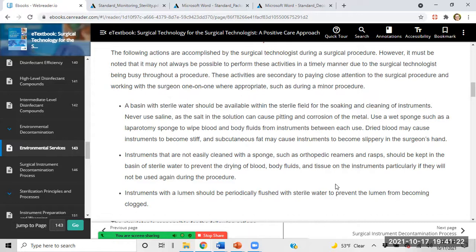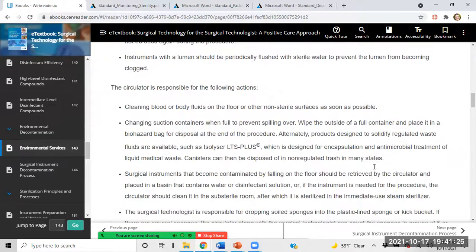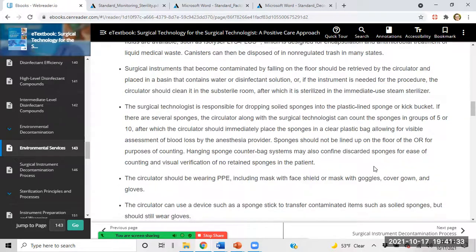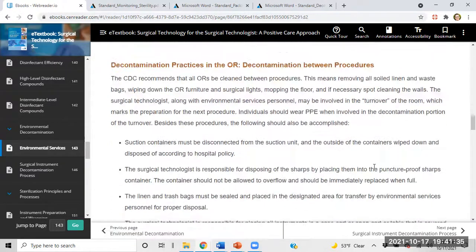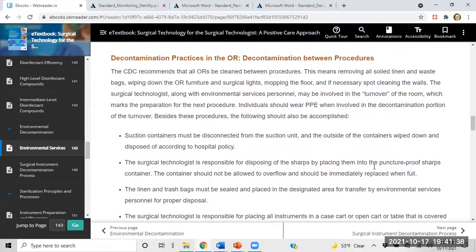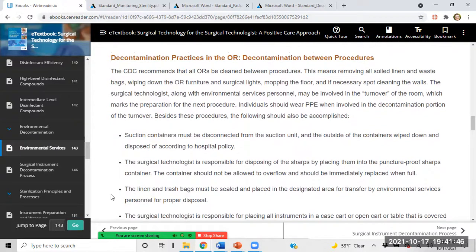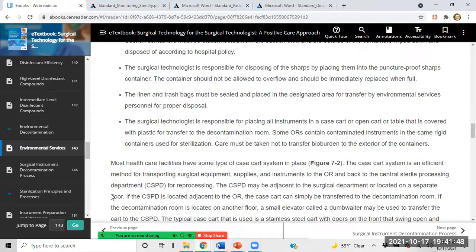Write that down. And so the circulator is also going to be doing some intraoperative cleaning, such as gross spills or things of that nature. Decontamination between procedures. And so things like the suction containers are going to be changed out. You're responsible for disposing the sharps. The linen and trash is going to be sealed, and all of the instruments are going to be placed back in the case cart. And this is your responsibility of making sure that that's all together to go to decontamination.